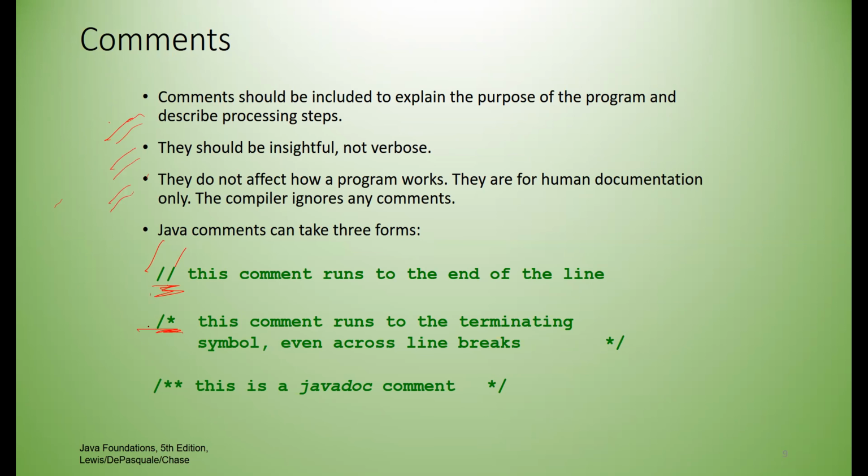Start with this forward slash and a star, and end it with a star and forward slash. So that's the syntax for a comment. Comments should be included to explain the purpose of the program and describe the processing steps. They should be insightful, not verbose. Okay. Don't write comments for each line of code.